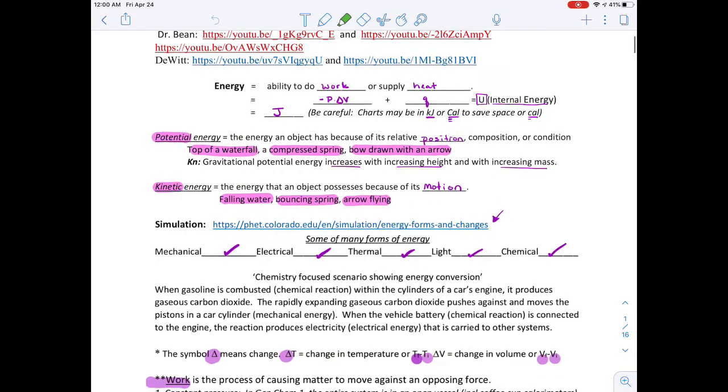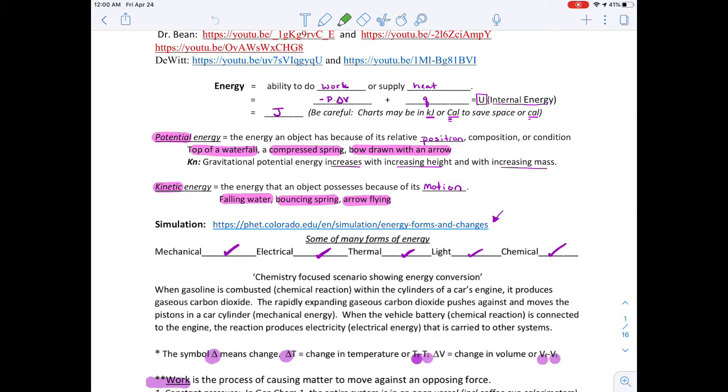Energy is the ability to do work or supply heat. Work is negative pressure times your change of volume. Heat is represented with Q. We're going to get more specific with Q later on. And the unit that we're going to be using for energy is a joule. Be careful, charts can be in kilojoules, calories with a big C or with a little c.